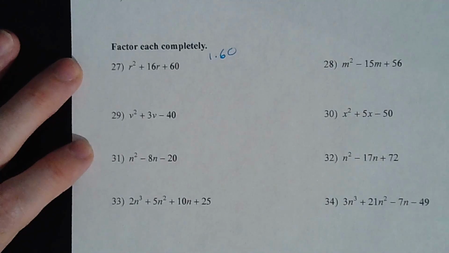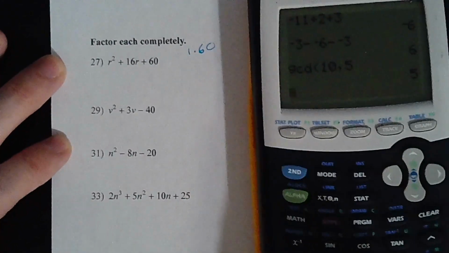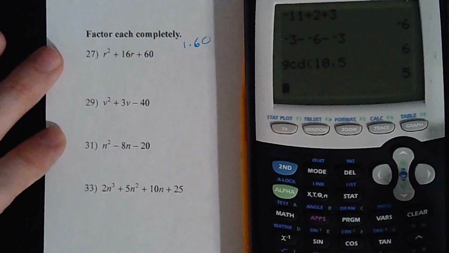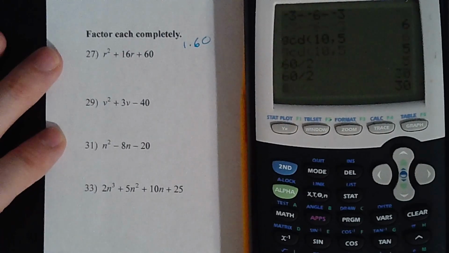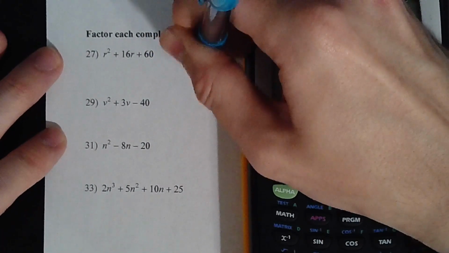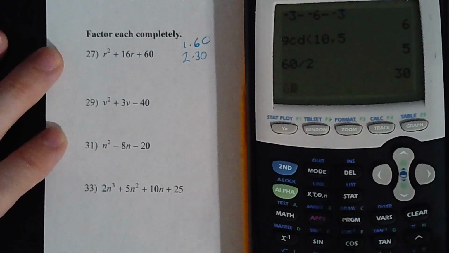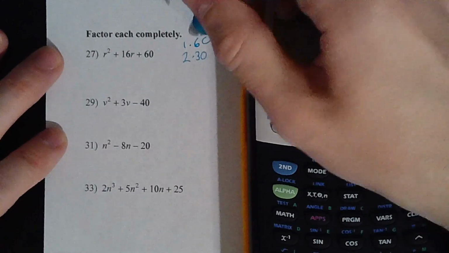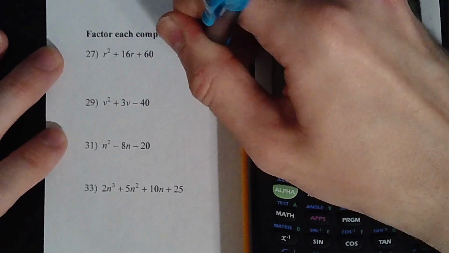So I got 1 times 60. I'll start there. If you can figure all the factors in your head, do it. If you can't, use your calculator. 60 times 1 is obvious. 60 divided by 2 gives us 30, so I can now write 2 times 30. I can do 60 divided by 3, and that gives me 20. So I got 3 times 20.